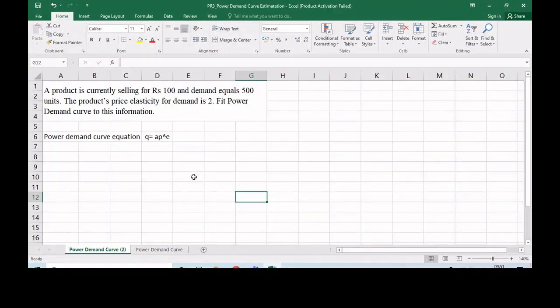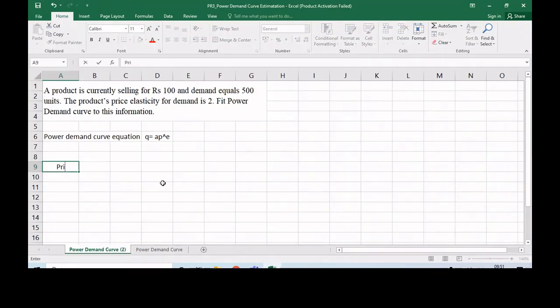So this is a practical for the power demand curve. We have a sum: a product is currently selling for rupees 100 and demand equals 500 units. The product's price elasticity of demand is 2. So we have to fit a power demand curve to this information. As usual, we first have to summarize whatever information we have.